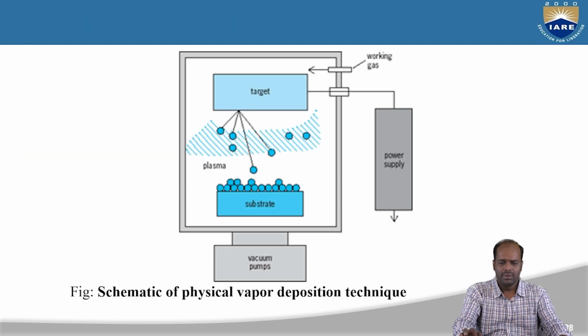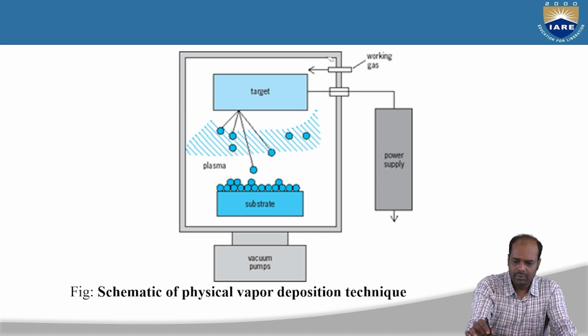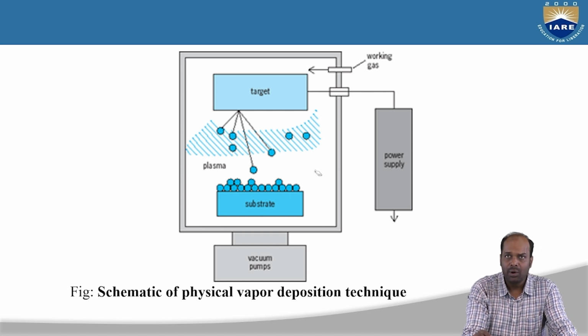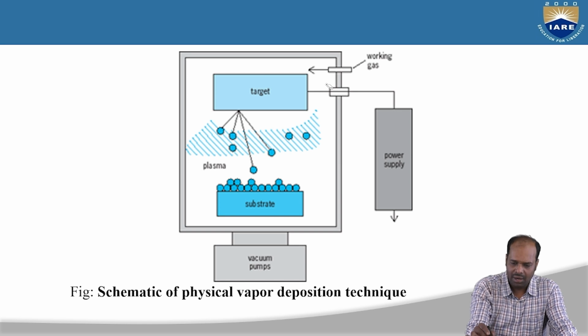So here, this is the chamber where we keep the target material, which is copper, that we can coat over the substrate. Due to the plasma, and using the vacuum pumps, we create the vacuum inside the chamber. There is an absence of atmospheric pressure within the chamber. This is the vacuum chamber.